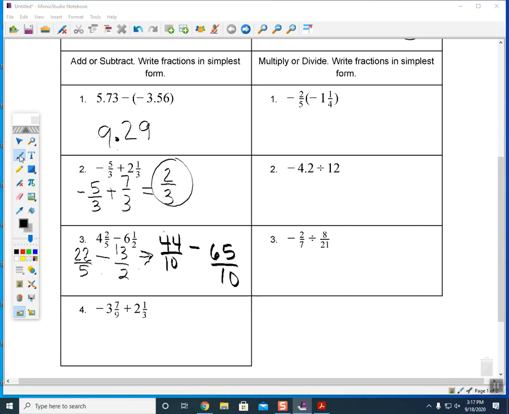Oh, I have the paintbrush. I think that's why it's acting so funny.